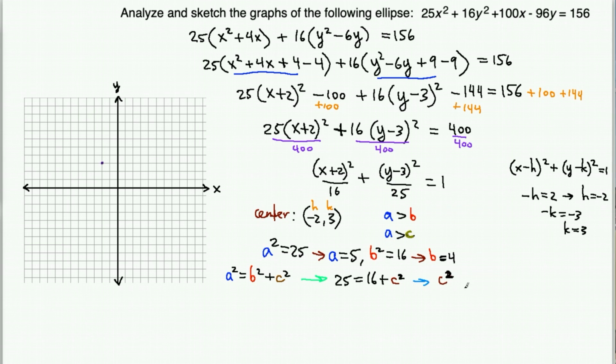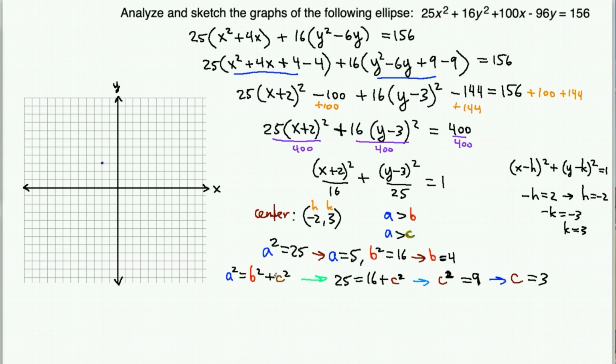So c squared is equal to 9, right? Because you subtract 16 on both sides, you isolate your c squared. C squared is equal to 9, which means that the c value is 3, right? So c is 3. As you can see, it makes sense now that a is greater than b and a is greater than c, right? The a value was 5, b value was 4, c value is 3.